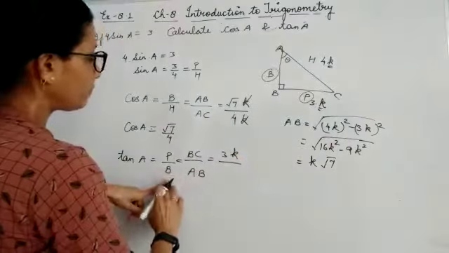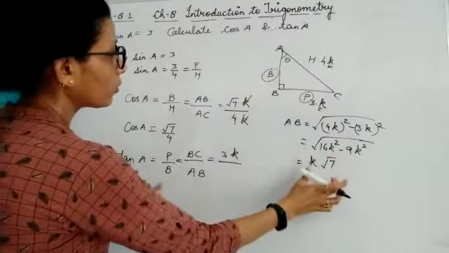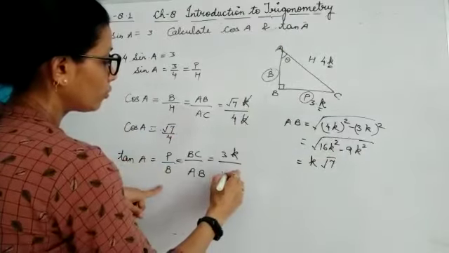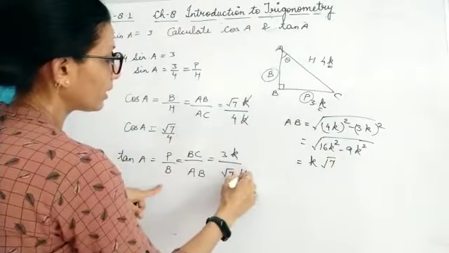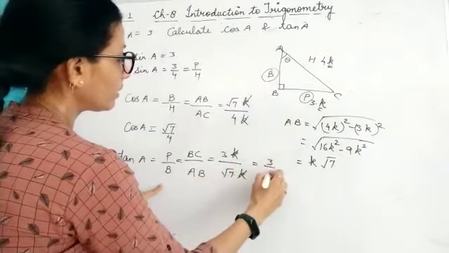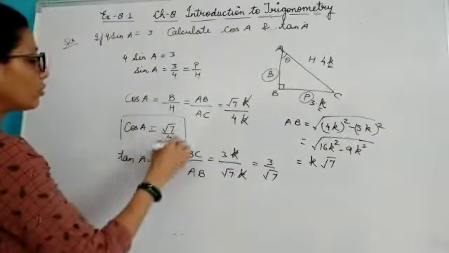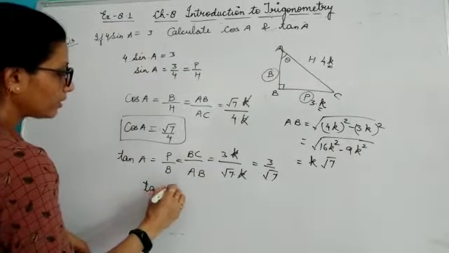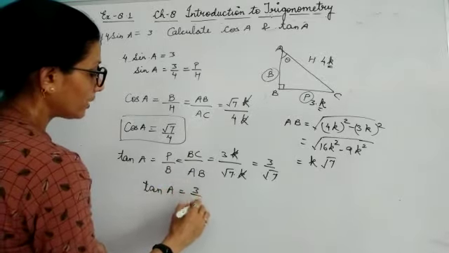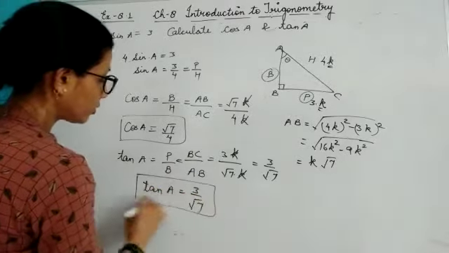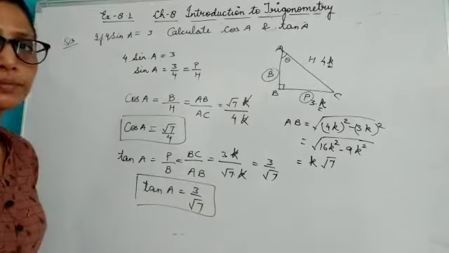So perpendicular value is 3K and your base is, just now you have calculated, AB is root 7 into K. So K and K gone. So this is 3 by root 7. So this is the value of cos A, and tan A is equal to 3 by root 7. This is the ratio of two sides for tan A.